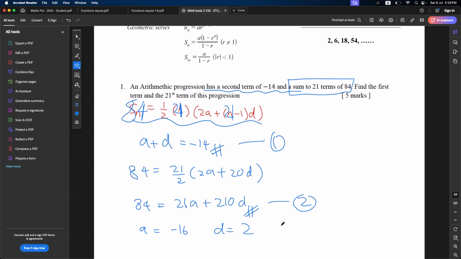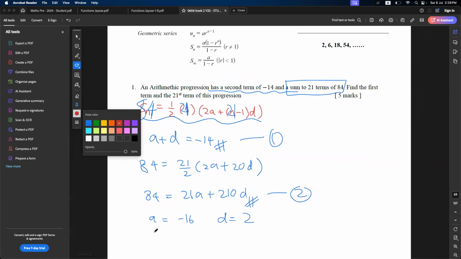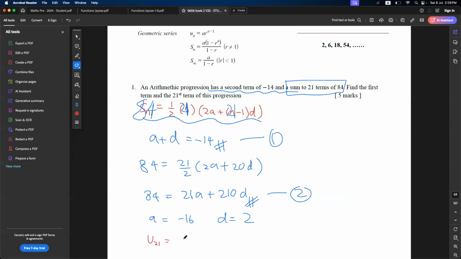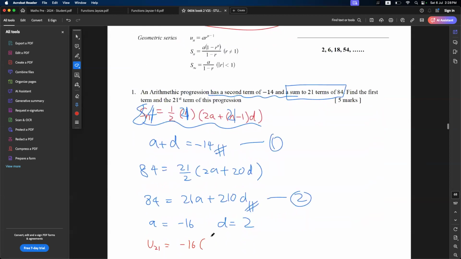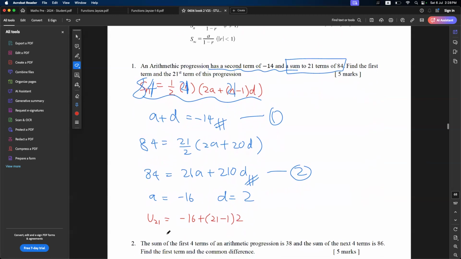If you can type this in, you have the first part of your question. They ask for the first term, which is A, and then they ask for the 21st term. So for the 21st term, you substitute into the formula. U21 equals A plus 21 minus 1 times D. Then calculate and you will get your second answer. Make sure to read the question properly. A lot of times you guys will miss it and just end here. 40 minus 16 is 24.